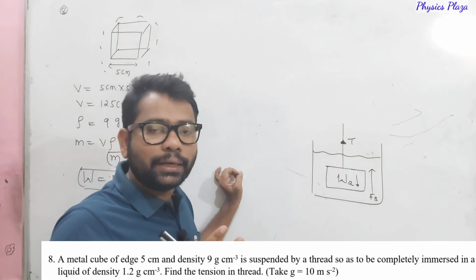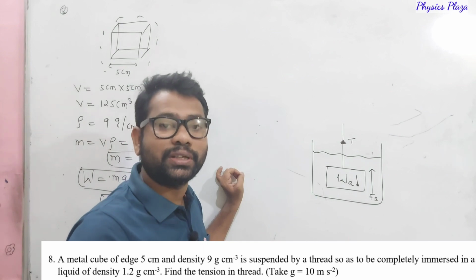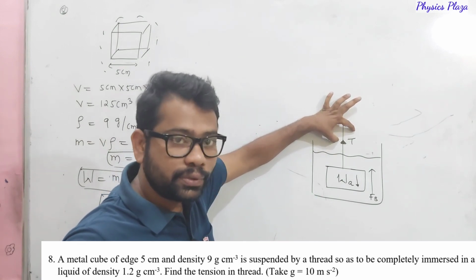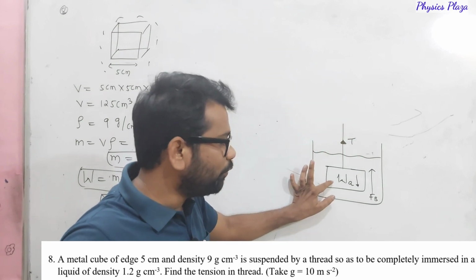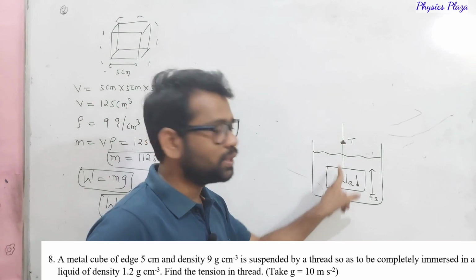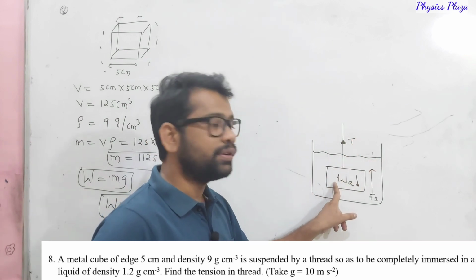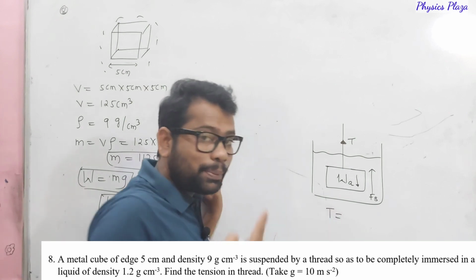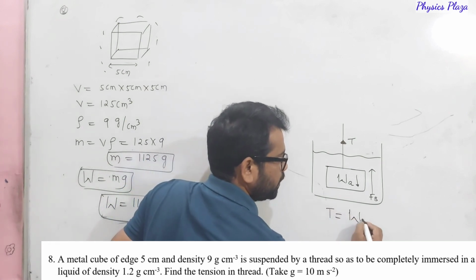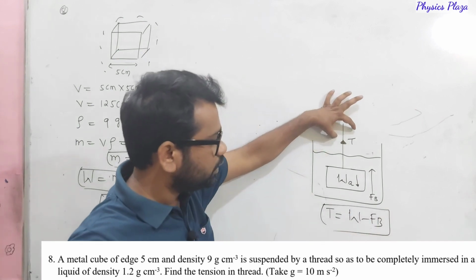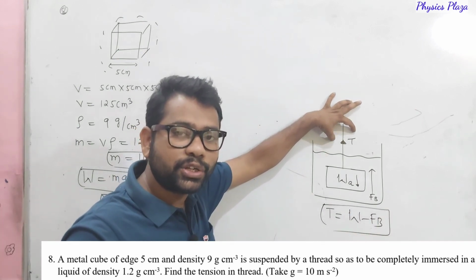Now we need to calculate the tension developed in the string. Children, this tension in equilibrium is balanced by this weight. Means what? This tension is nothing but the apparent weight. Then how to calculate here? Tension is equal to the apparent weight. How to calculate apparent weight? True weight minus buoyant force.